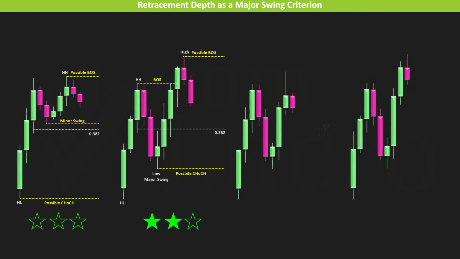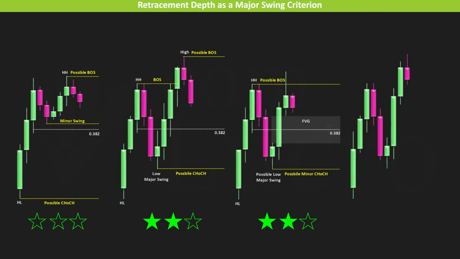It is important to note that the retracement reaches at least the 38.2% level, which makes the swing valid. In the next example, we see an imbalance and a valid retracement to 38.2% or more, but there is no valid break of structure, so this is also considered a major swing with 2 stars. In the final example, the swing has created an imbalance, broken structure, and shown a proper retracement. This makes it a major swing with 3 stars.